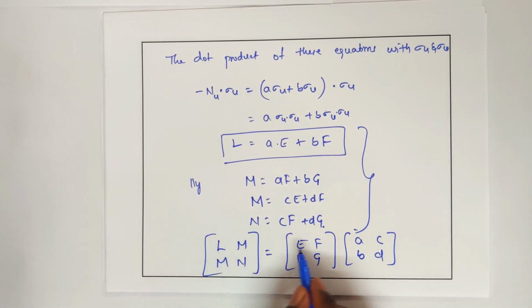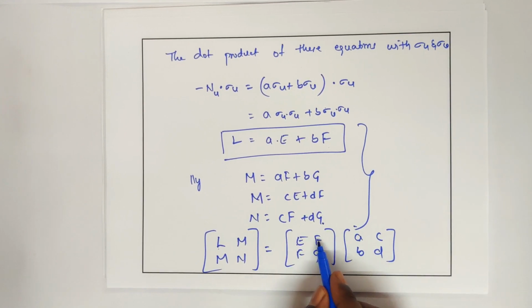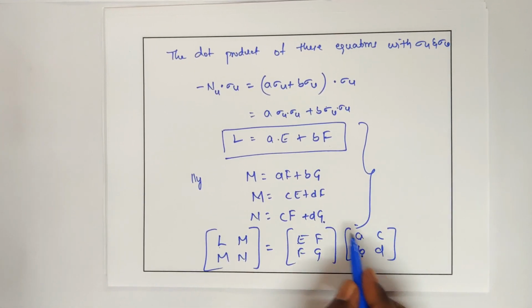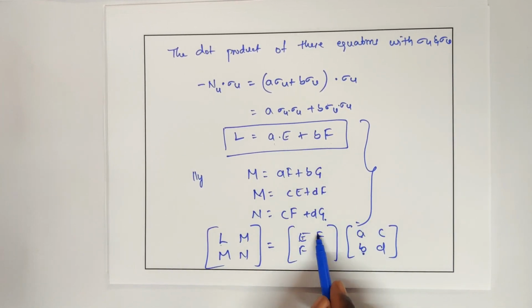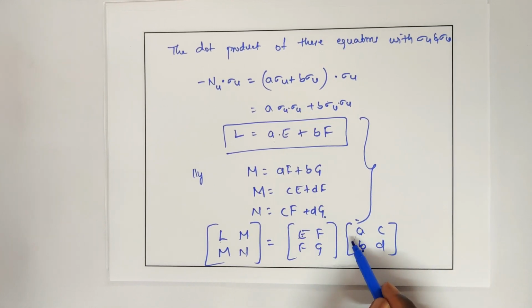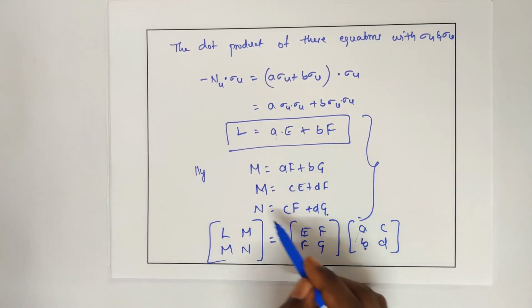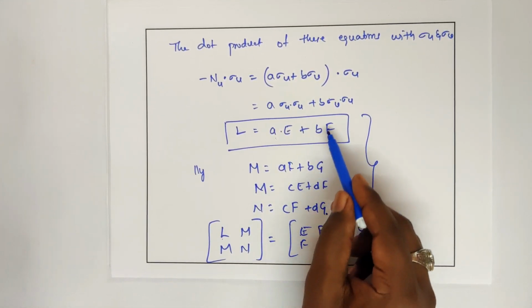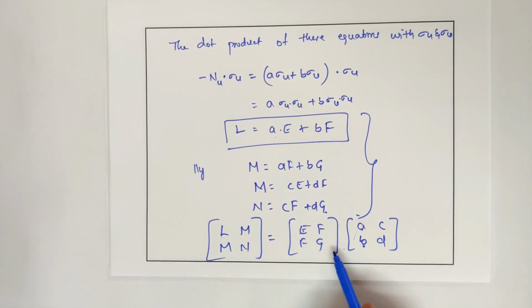Closely observe, if you take the first element of this product matrix, you will get a times E plus F times b. What is that? That is nothing but this equation, a times E plus b times F. So the first row and the first column, these linear combinations give you the first element, that is nothing but our aE plus bF. You can closely observe all the other elements correspond to these four equations. So we tried expressing these four equations in the matrix form.